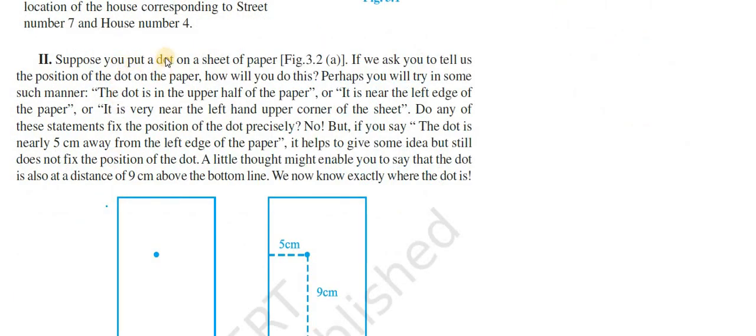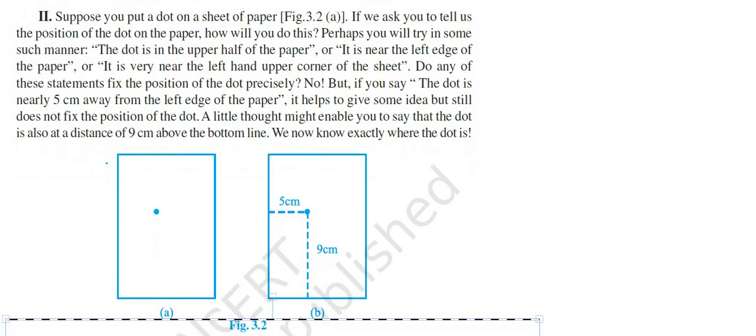Suppose you put a dot on a sheet of paper as shown in this figure 3.2a. So if we ask you to tell us the position of the dot on the paper, how can you describe it? You will say that it is here, it is here. Okay, you can say like that if you show it, but that is secondary.